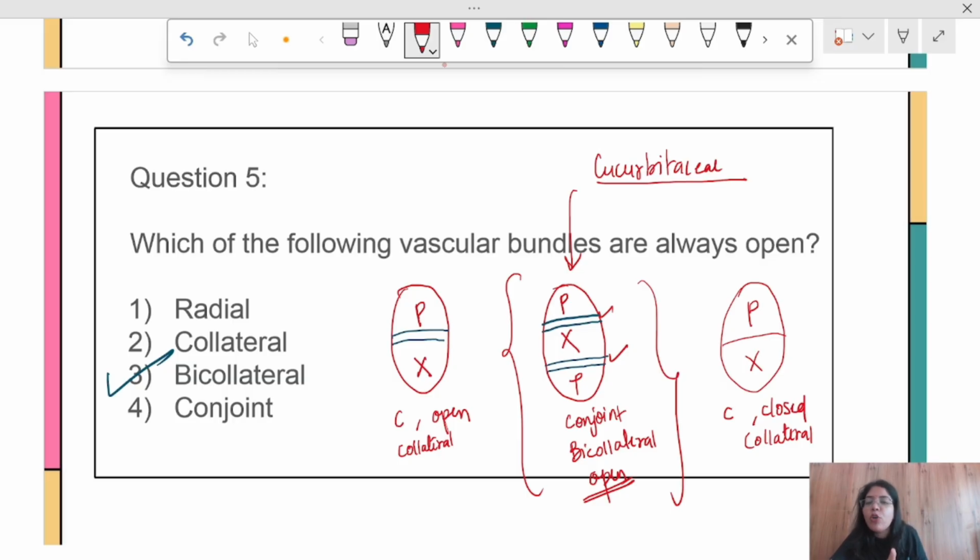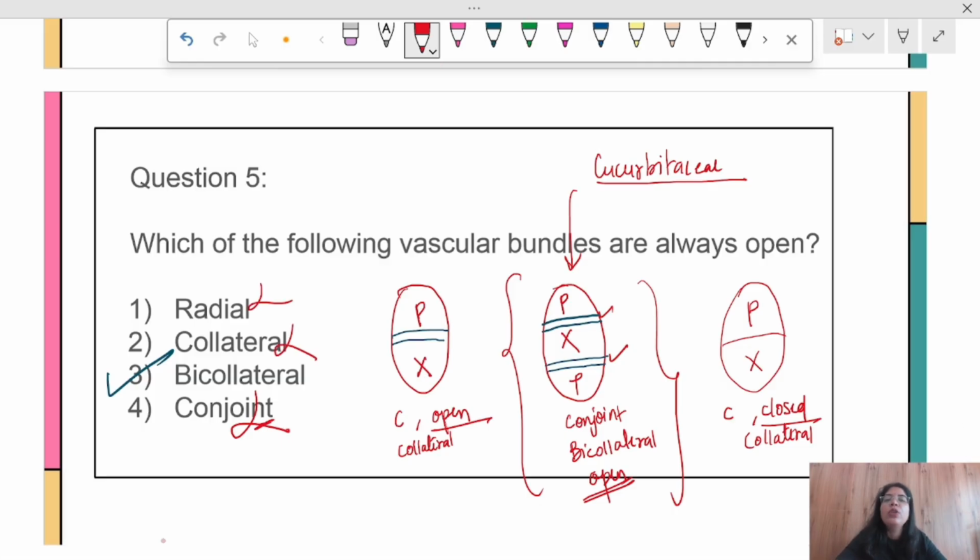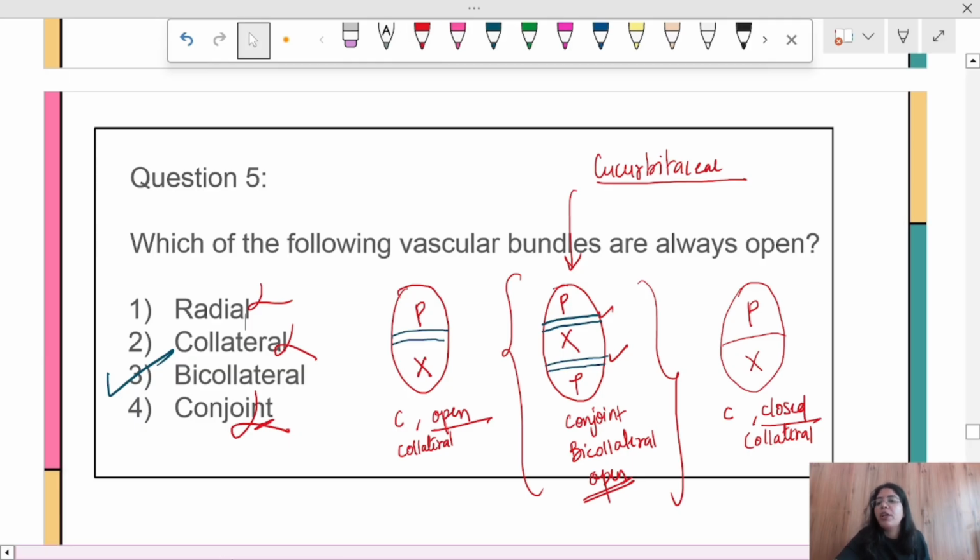See, radial cannot be the option because you can actually eliminate the options here. Conjoint can show you open and closed both condition or not, so you can remove this. Collateral can show you both conditions or not. Radial in monocot root you cannot have vascular bundle open, but in dicot you can have open due to secondary growth, right? So you can eliminate and you can get the answer. Anyways, no problem. This is an extra information which you can remember.